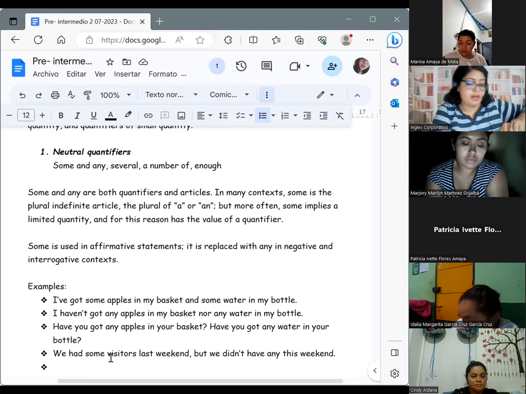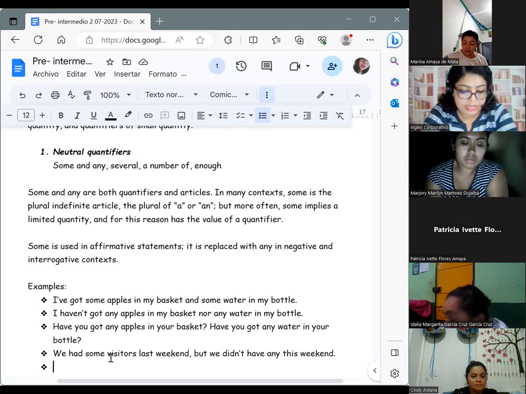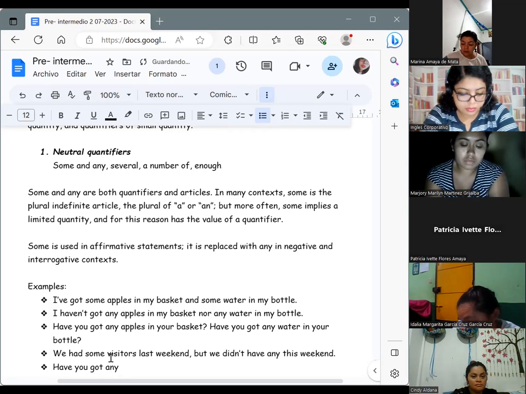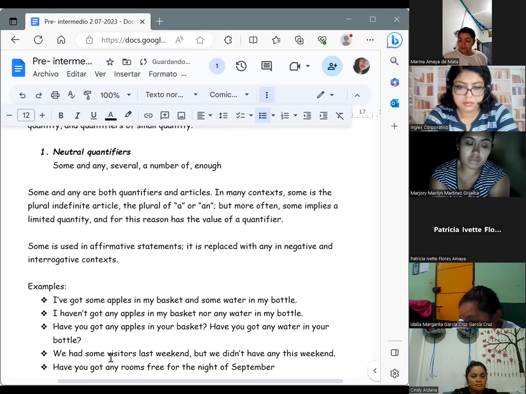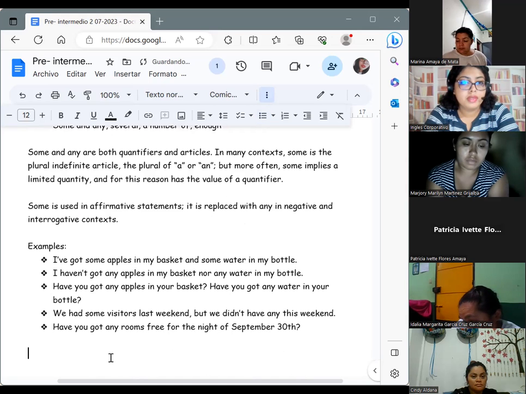And the last one is a question. And it says, have you got any rooms free for the night of September 30th? Okay, in this case, we have the examples of some and any.